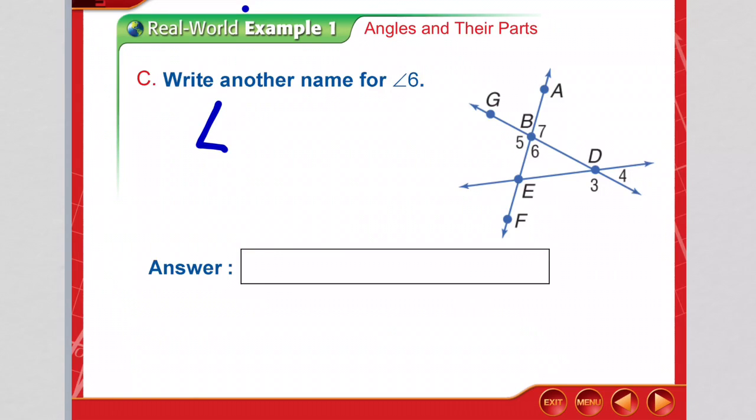So it's going to be something B something. So if I'm looking here, here is the angle 6, because that goes around the 6. So I see it could start at D, goes to B, and then back through E. So I'm going to go ahead and call this angle DBE. You could also call it EBD, or you can also use FBD. Any of those would be correct.